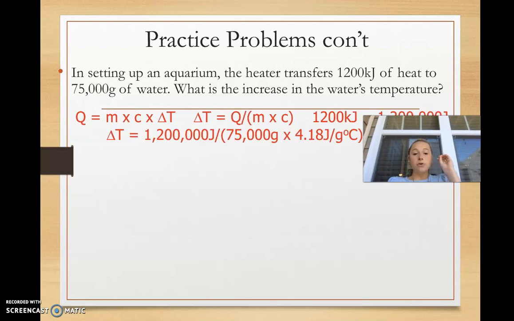So we know that Q equals M times C times delta T. Well, if we're looking for delta T, we have to get it by itself. And how we do that is we're going to have to divide M times C to both sides. Once we get it to both sides, your formula will now be delta T equals Q divided by M times C.